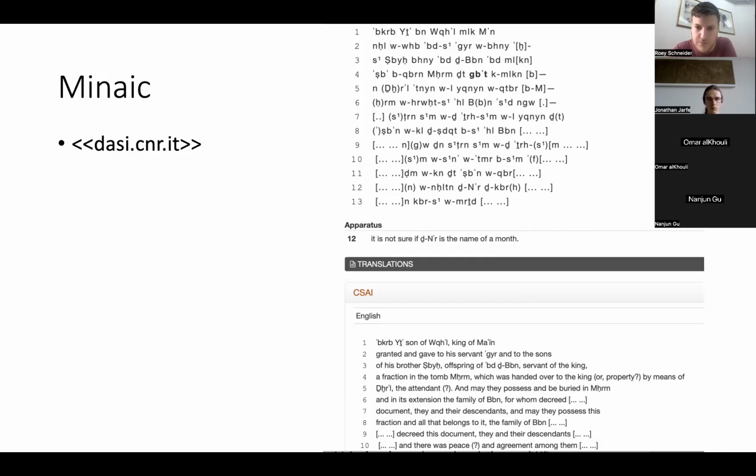Do we have any idea about the vowels pronunciation? Unfortunately, no, not at all. There's nothing else to say about it.